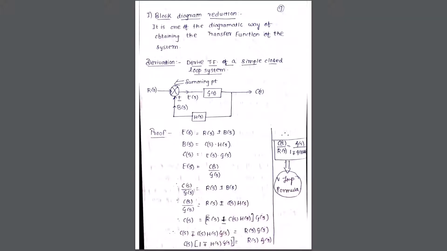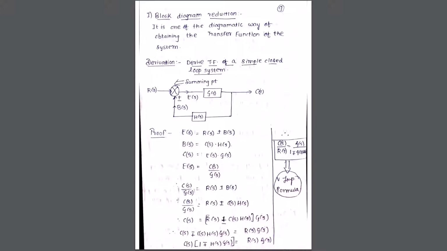So, starting with the block diagram reduction. Block diagram reduction is basically one of the diagrammatic ways of obtaining the transfer function of the system. When I talk about the transfer function of the system, what is it? It is the Laplace transform of my output upon my input, that is C(s) upon R(s), considering my initial conditions as 0. So my aim is to get C(s) upon R(s) from the given diagram by reducing the diagram from a complex circuitry to a simple one.